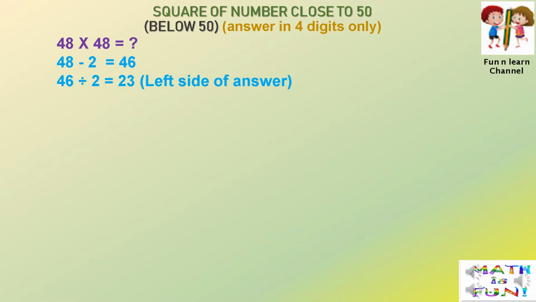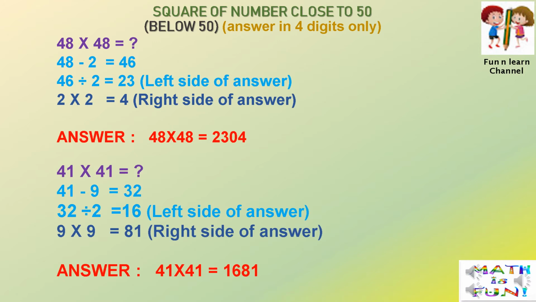Let's start with our first problem. We have to find the square of 48. Here 48 is less than 50 by 2. Therefore, we will deduct 2 from this to get 48 minus 2 is equal to 46. Now we have to divide this number by 2. So when we divide 46 by 2, we'll get 23, which will make our left side of the answer. And 2 into 2 is equal to 4, which will make our right side of the answer. So 48 into 48 is equal to 2304.